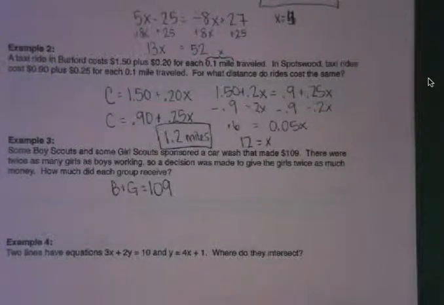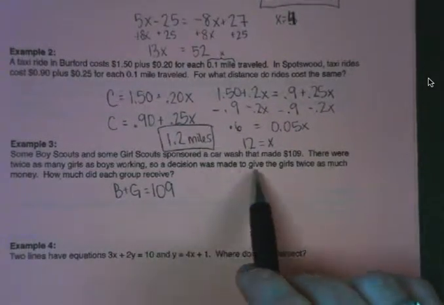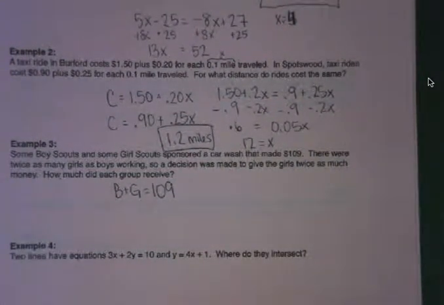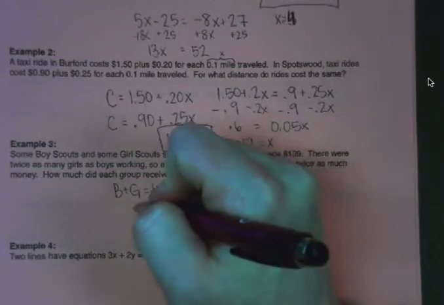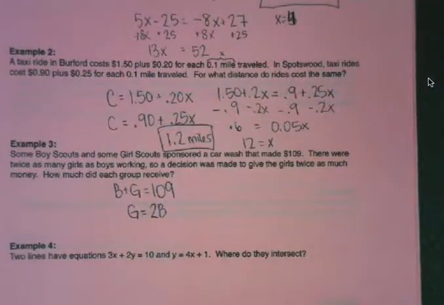Okay, there were twice as many girls as boys working. So how would we write that equation using the B and the G? Because again, that's going back to how much money. So the girls received twice the amount that the boys got.